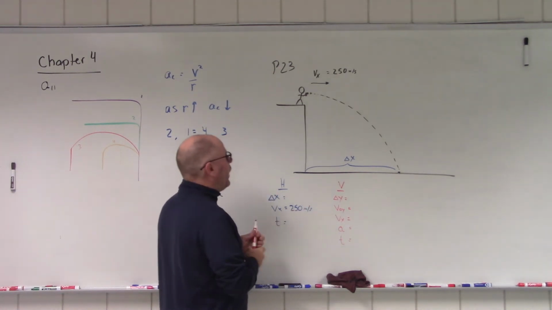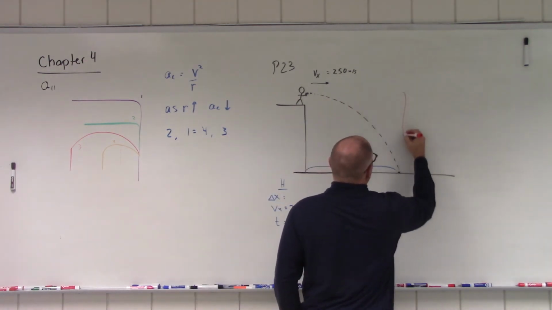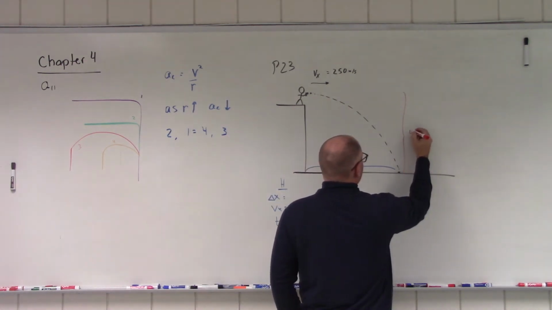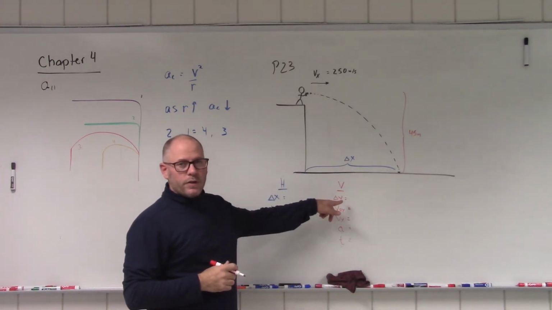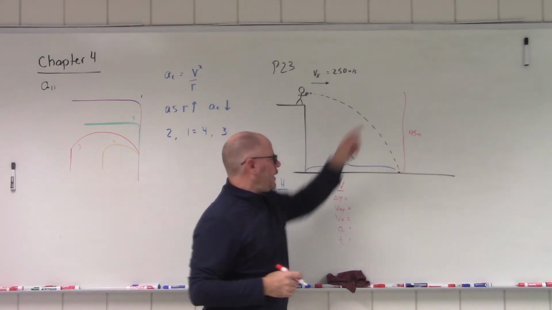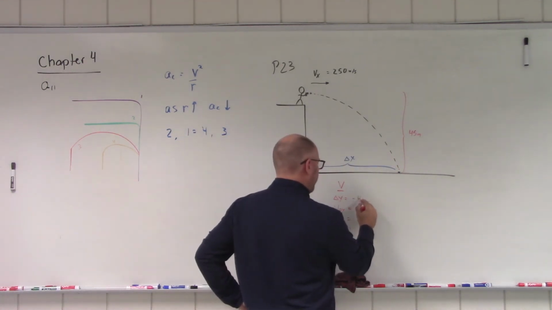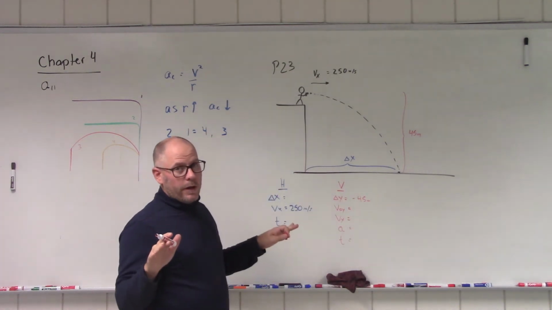What about the vertical? Well, how far did it fall? It started up here. It fell to here. That's 45 meters. Therefore, the change in the vertical position is negative 45, because you do final minus initial. 0 minus 45 is negative 45 meters.